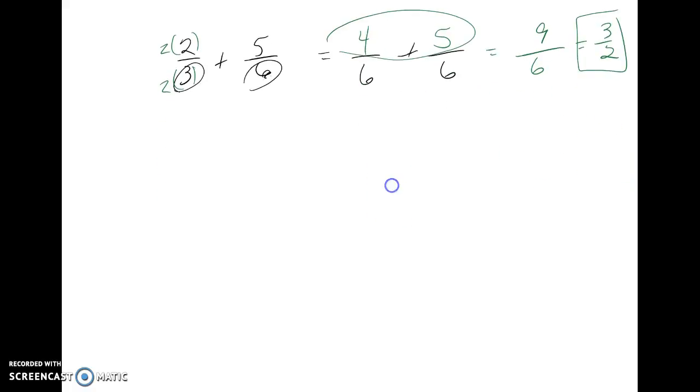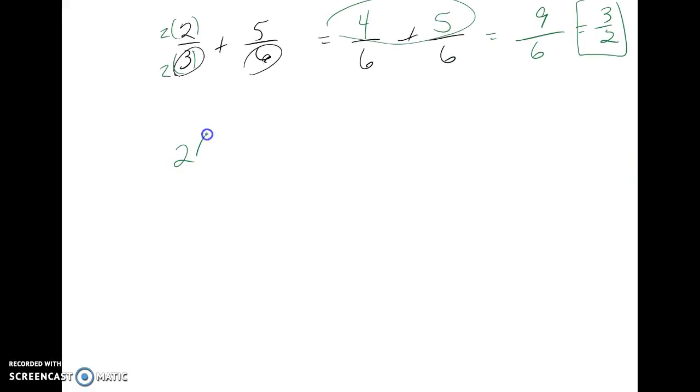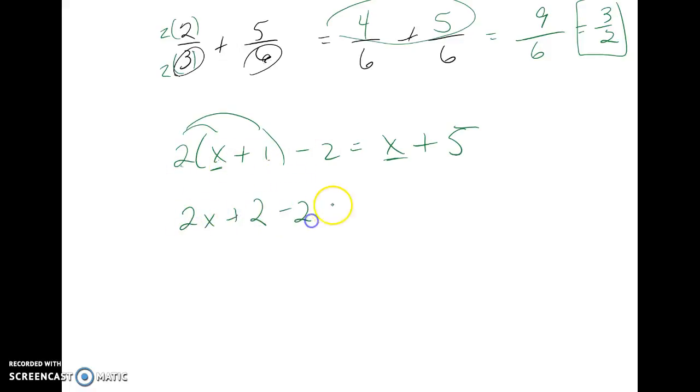All right, so what about solving equations? So you're also going to be responsible for something like this. When solving an equation, the idea is to isolate x. But in order to isolate x, a lot of times you have to gather all the x's on one side. So the first step is always to distribute if you see it. So distributing, I'm just going to do 2 times x plus 2 times 1. And then I've got a minus 2 on the back side. And then x plus 5.